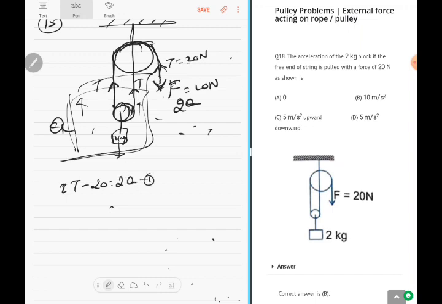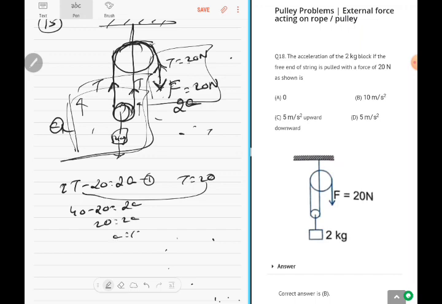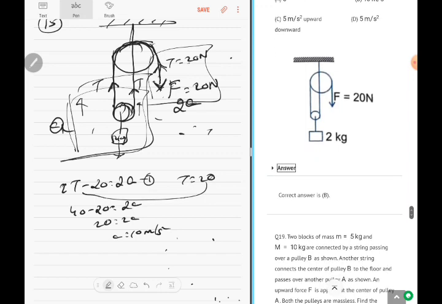This is one equation, and according to this free body diagram, 20 is equal to T. T is equal to 20. Substituting here, 40 minus 20 is equal to 2A. 20 is equal to 2A. A is equal to 10 meter per second square. So easy sums are fine.